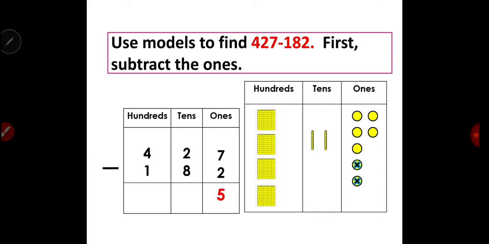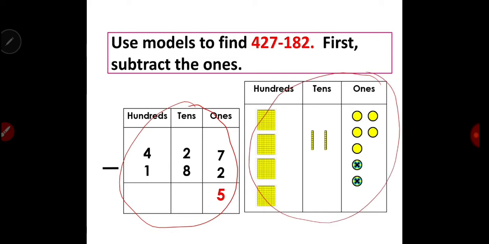Step number 1. Use models to find 427 take away 182. At the left side, we have the place value chart. At the right side, we have the place value blocks. First, subtract the ones. Do you need to regroup the ones? No. How do you know? There are 7 ones. So there are enough ones to subtract 2 from 7.